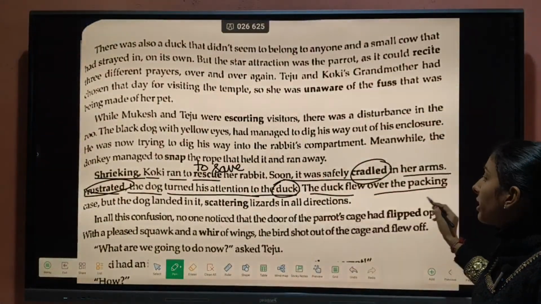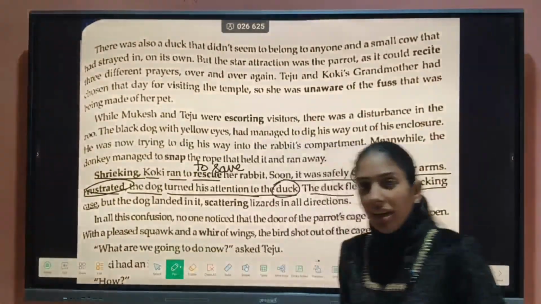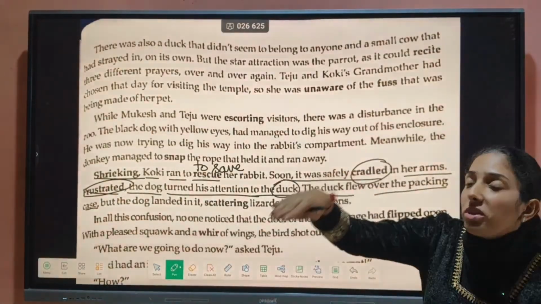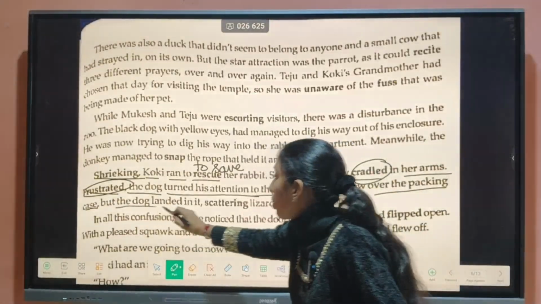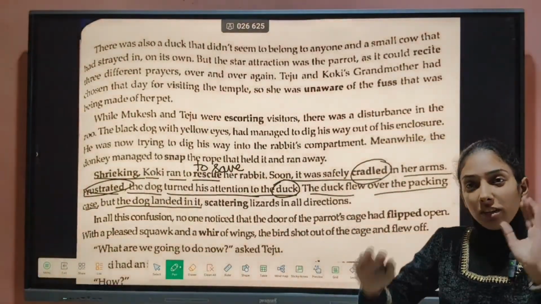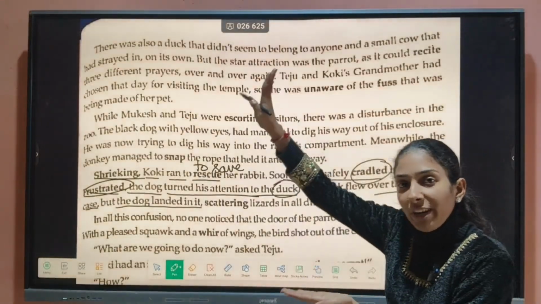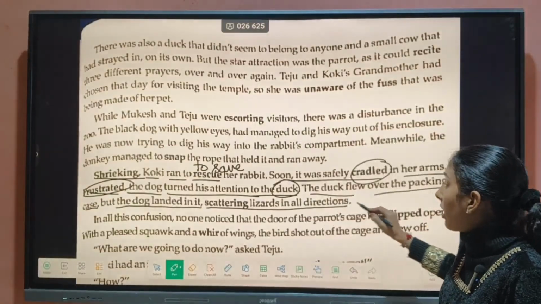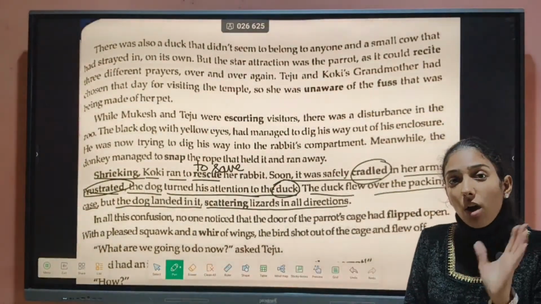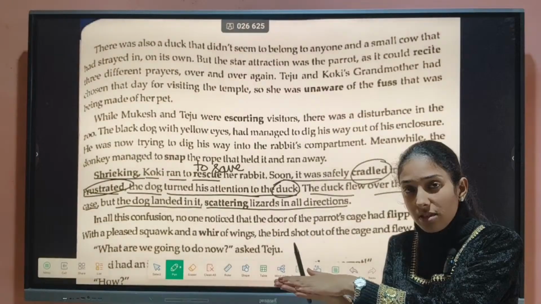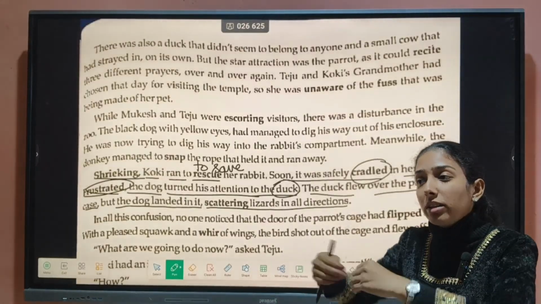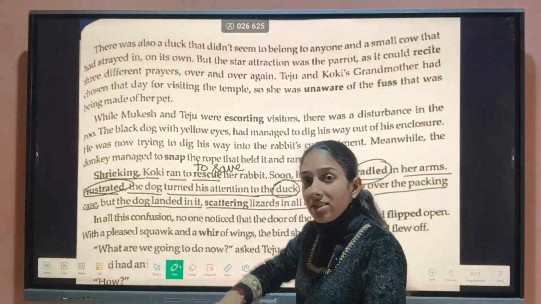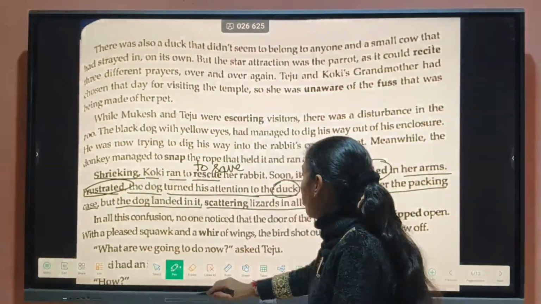The duck flew over the packing case, in which there were lots of lizards. Now the duck flew over the case, but the dog landed in it. The duck flew away, and the dog jumped on the packing case, scattering lizards in all directions. Now that cage of the lizards has fallen down and the lizards are running everywhere on the land. Okay, so they are scattered, distributed all over.